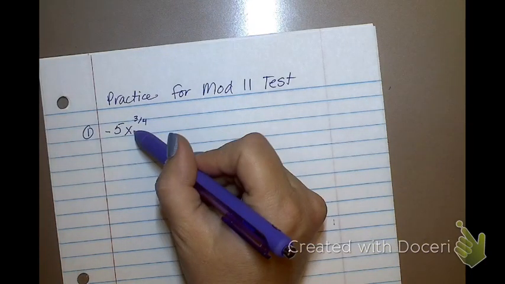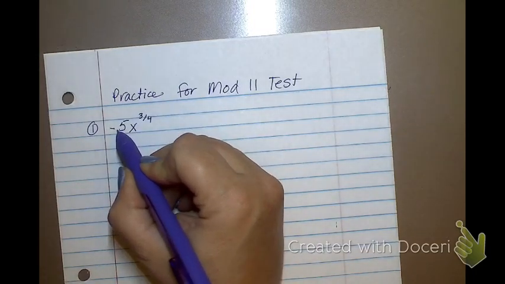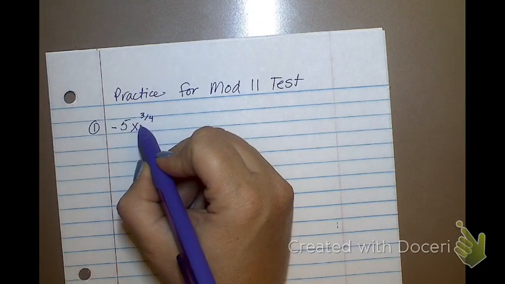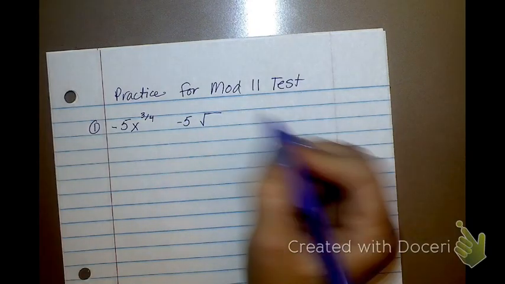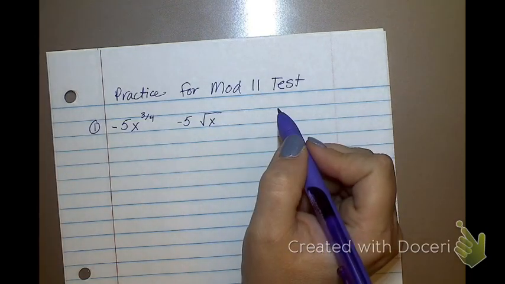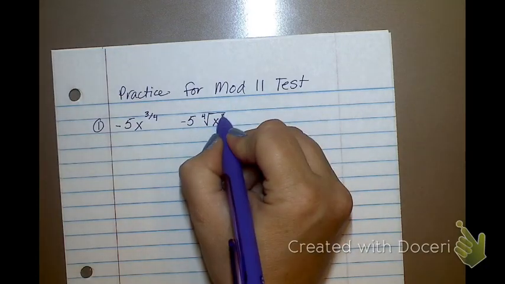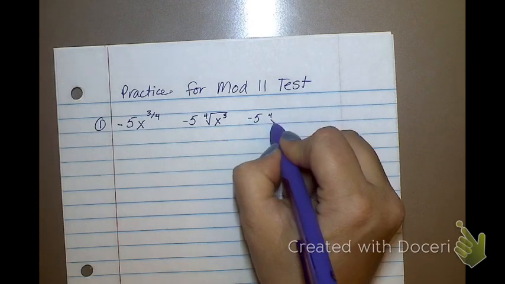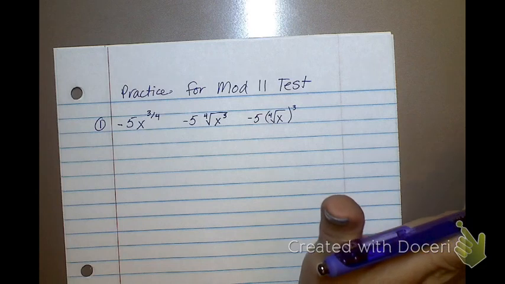Okay, so let's see. What do I know about this? I know that because this -5 is not in parentheses, the -5 is not getting the exponent. Only the x is getting the exponent. So the -5 is going to be outside the radical. The x is going to be inside. What is the index of the radical? 4. And then the exponent would be a 3, or you could write the 3 like that. As long as it's not applying to the 5, you should be good to go.